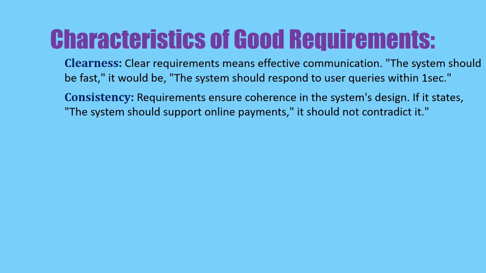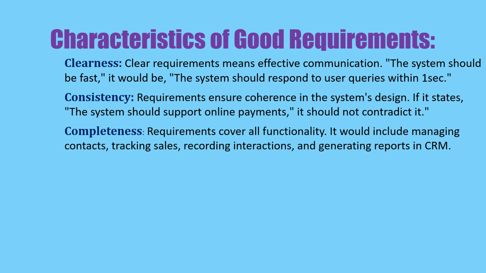Consistency. Requirements must not contradict each other, ensuring coherence and integrity in the system design. Consistency helps maintain a unified vision and prevents confusion or conflicts during development. If one requirement states the system should support online payments, another requirement should not contradict it by stating the system should not process online transactions.